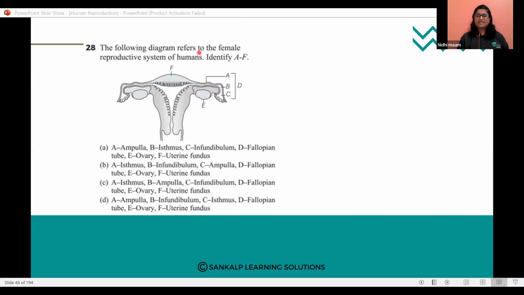Let us check the answer. The right answer is option C. Look here, A is isthmus, B is ampulla and C is infundibulum. Infundibulum is a little wide, it is not narrow. So which one is narrow here? That is isthmus. Isthmus is a narrower region. I am giving clarification for the previous question. So for this question, the right answer is option C. Next question.